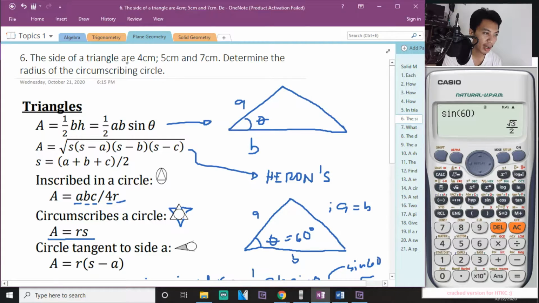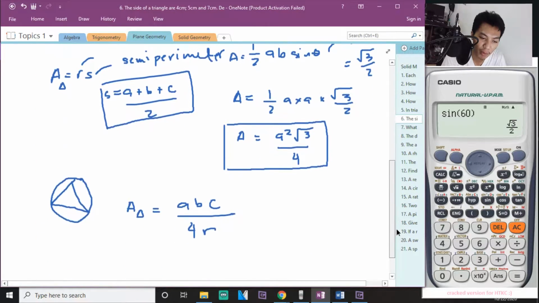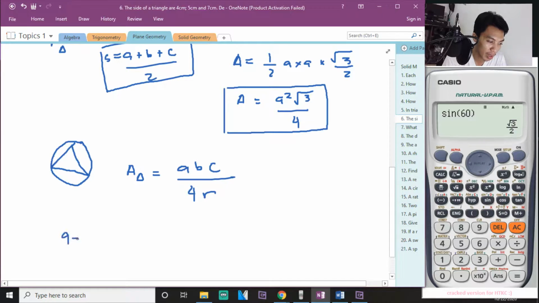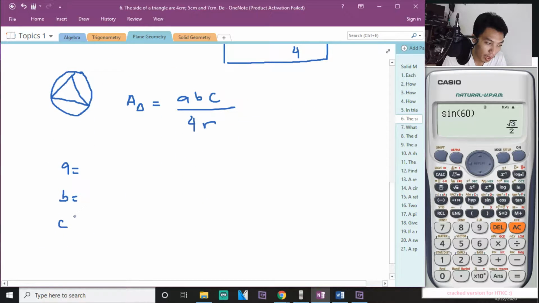The sides of a triangle are 4 cm, 5 cm, and 7 cm. Determine the radius of the circumscribing circle. Circumscribing circle. Ibig sabihin, nasa loob ba o nasa labas ang circle? Siyempre, inscribe in a circle, nasa loob. Pero pag sinabing circumscribing circle, ibig sabihin, nasa loob yung triangle. Okay. That is, always be careful for rapists. So, alamin natin, what is A, B, and then C. Ang hinahanap natin is R.